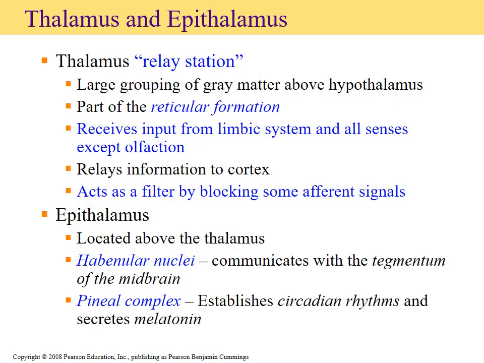And then one last thing for our forebrain is we have to discuss the thalamus and the epithalamus. The thalamus is a relay center. It is part of the reticular formation, and one thing it does is act as a filter by blocking some of the signals that we're always inundated with.